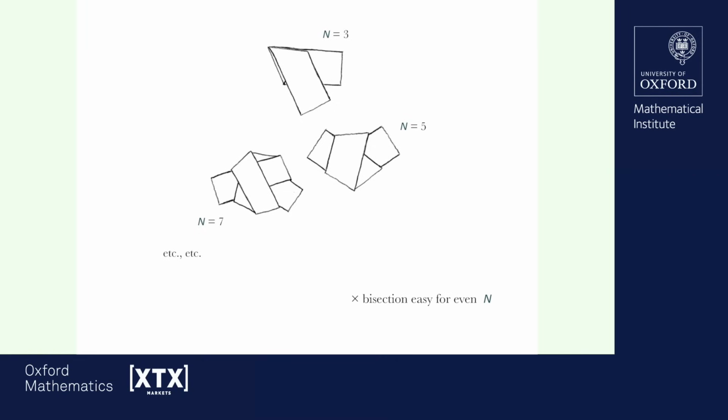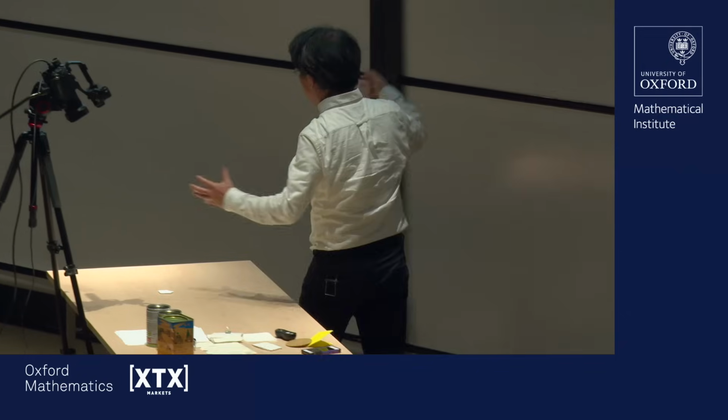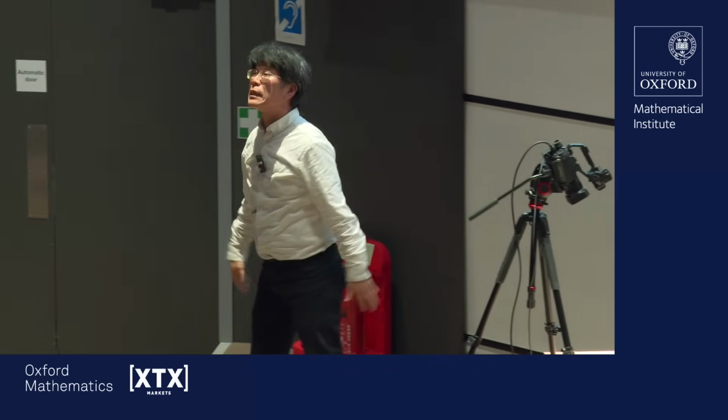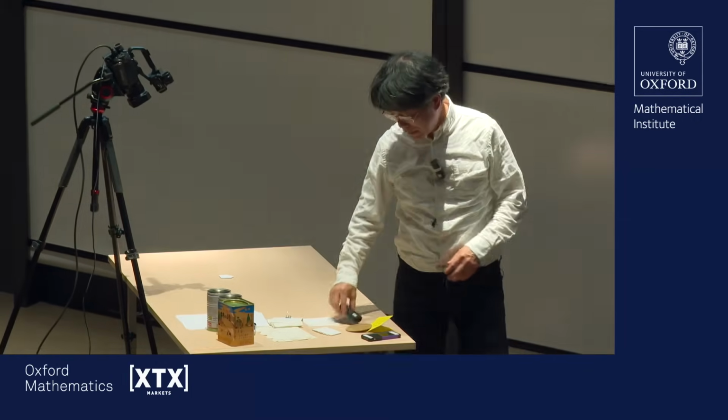So it works for all odd n. And once you have any odd n, then bisection is very easy. So you access now all n's. Yeah? So all n-gons can be constructed by this method.